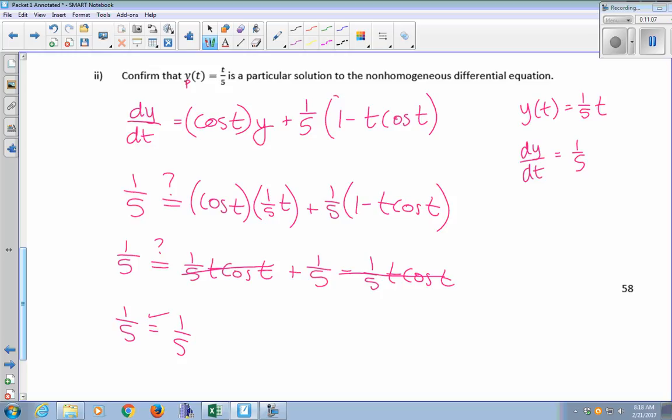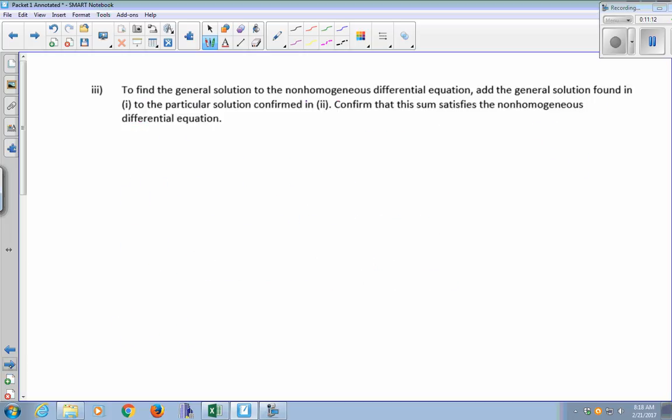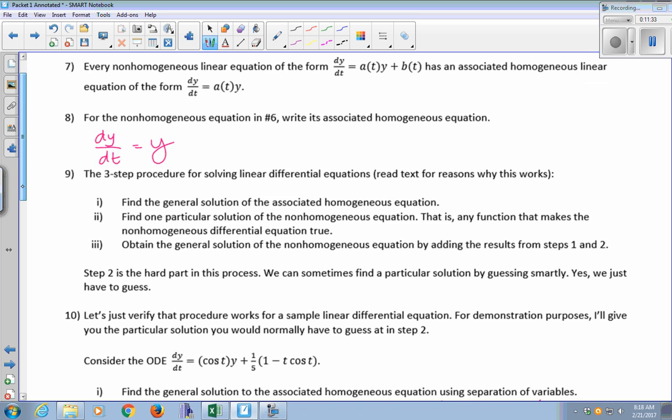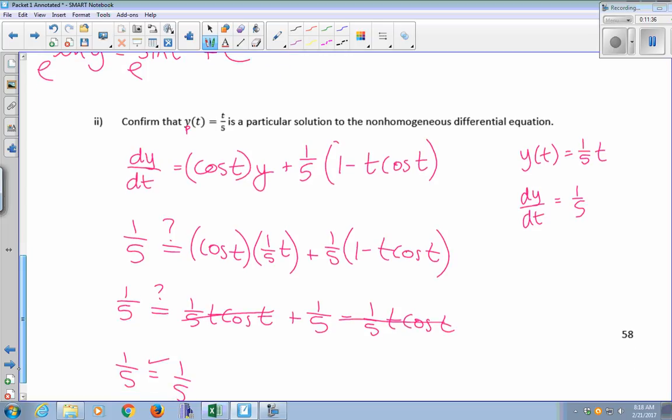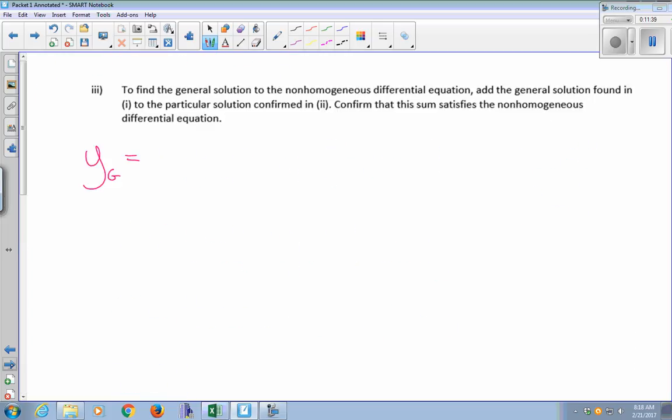People still working on this algebra? We're good? Okay. All right, so step 3 is the general solution to the non-homogeneous differential equation. You can get that by adding the general solution to part 1 to the particular solution we just confirmed in part 2. So I often write y sub g for y general. What was my general solution? It was k e to the sine t, and then my particular solution is t over 5. So k e to the sine t plus t over 5.